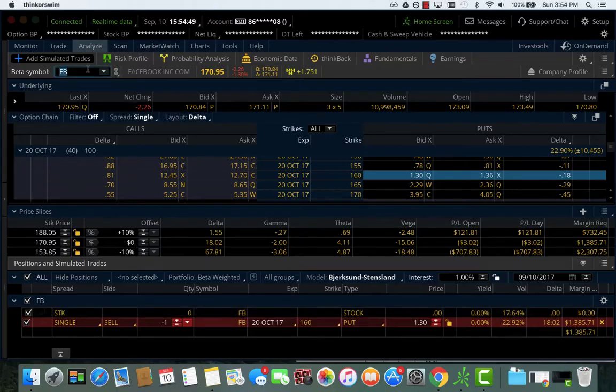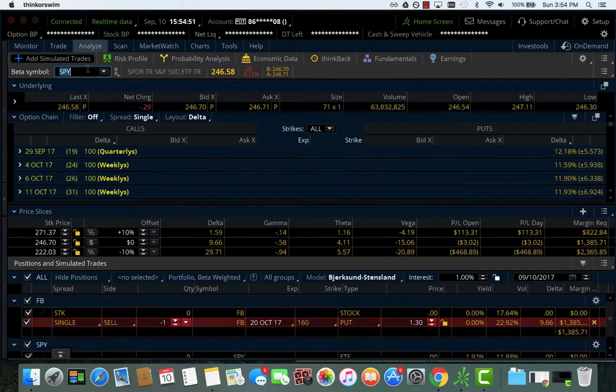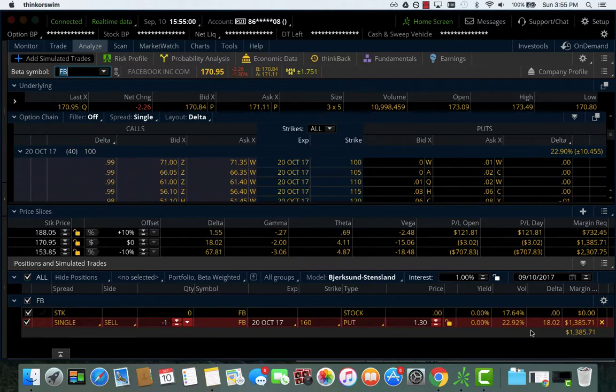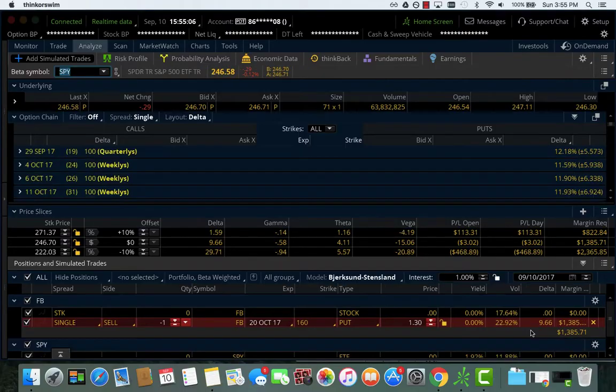But now I'm going to go over to SPY, and I see in SPY that's only about 9.66 long deltas. So where it was 18 deltas before of Facebook, now beta weighted, it's only about long 9.66 or 10 shares or deltas of SPY.